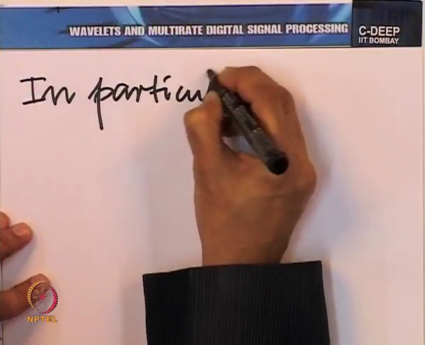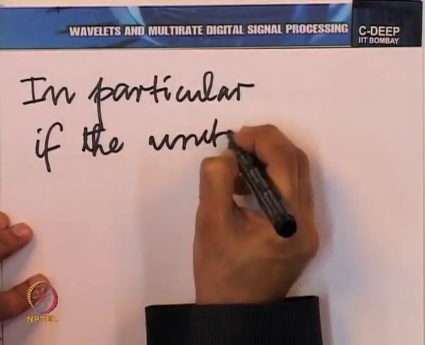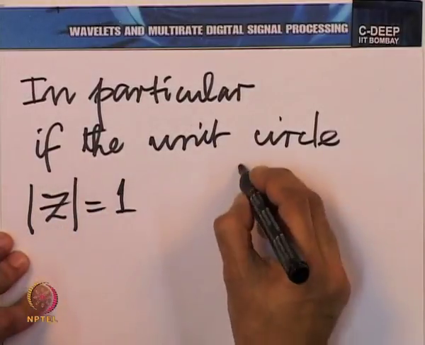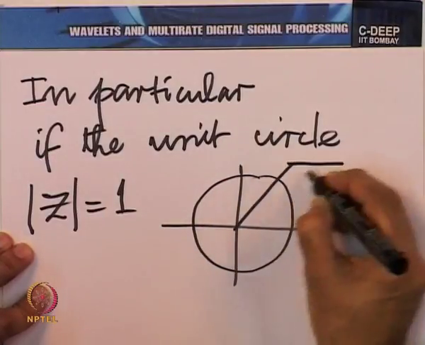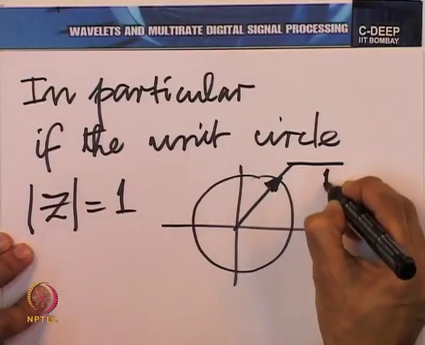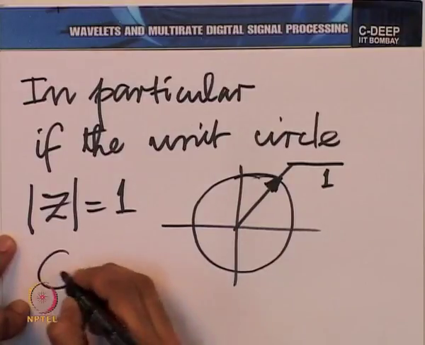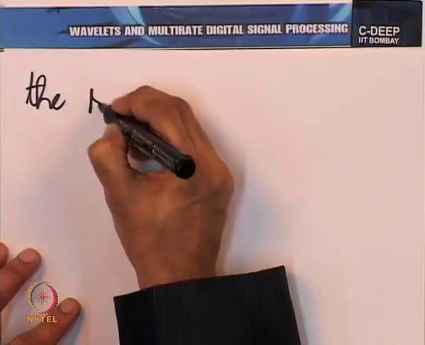So, in particular, if the unit circle, that is mod z equal to 1, it is a circle, you see, mod z equal to 1 is a circle of radius 1 in the z plane. So, if the unit circle is included in R, then we have a frequency response for the system. The system has a frequency response.